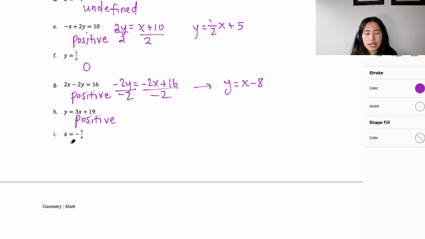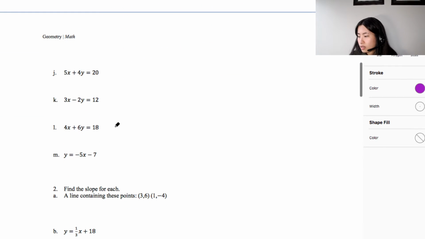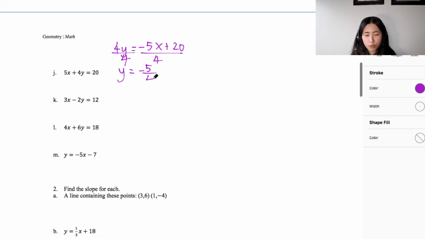Now you have x is equal to negative 5 over 4. If it's an x equation, the slope is undefined. So looking at J, it's the standard form, therefore we need to isolate y. So we have 4y is equal to negative 5x plus 20, dividing both sides by 4. So you have y is equal to negative 5 over 4x, plus 5, since 20 divided by 4 is 5. So this is a negative slope.